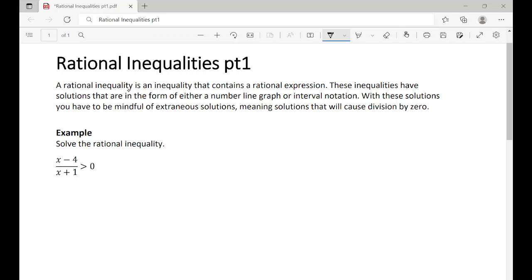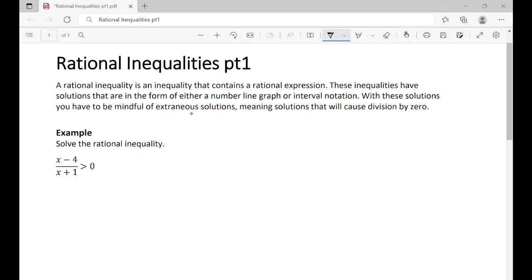A rational inequality is an inequality that contains a rational expression. These inequalities have solutions that are in the form of either a number line graph or interval notation. I'm going to show both of the solutions here. With these solutions, you have to be mindful of extraneous solutions, meaning solutions that will cause division by zero.